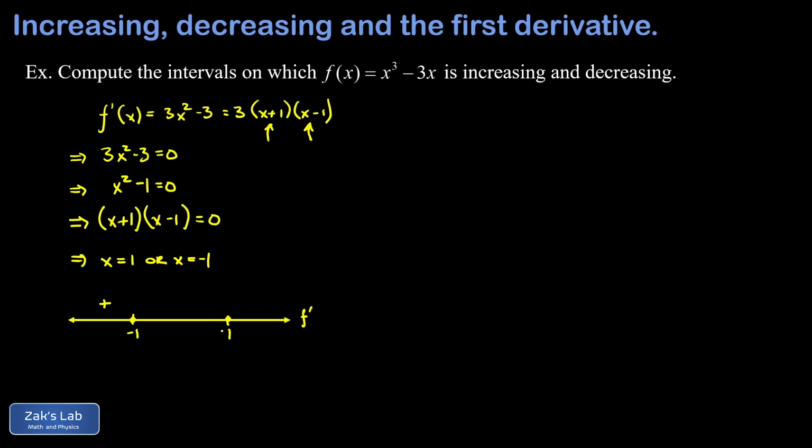In between -1 and 1, that means x is to the right of -1, which means my first factor in this factorization is going to be a positive number. The second number in my factorization is still negative. So a positive times a negative is a negative.